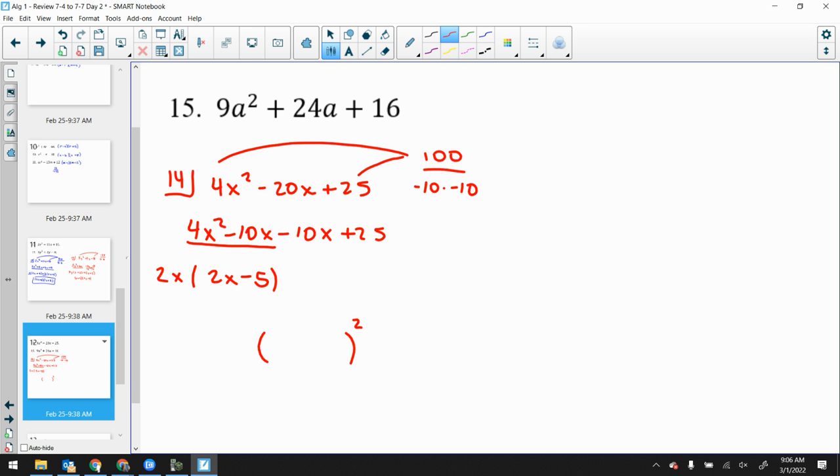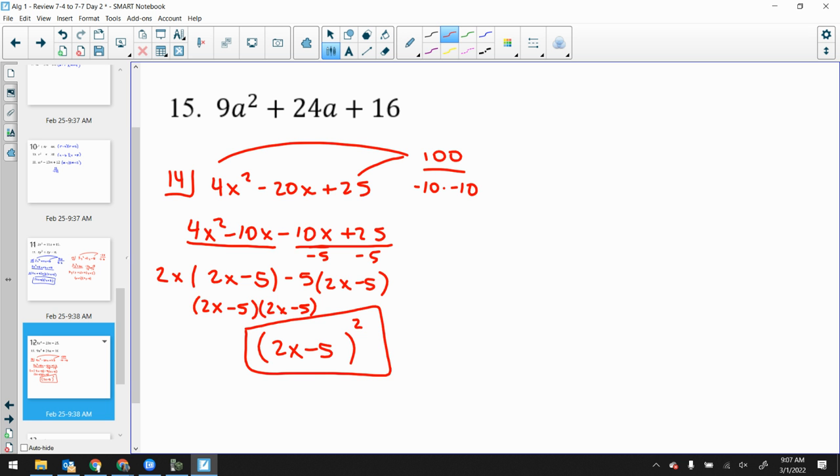What's my GCF out of my second set? What are those supposed to be divisible by? 5. And it leaves a negative, so it's got to be negative 5. Which leaves me with a 2x minus 5. So my common binomial is the 2x minus 5, and my leftover pieces are the 2x minus 5. So I'm just going to rewrite it as one single 2x minus 5 squared.